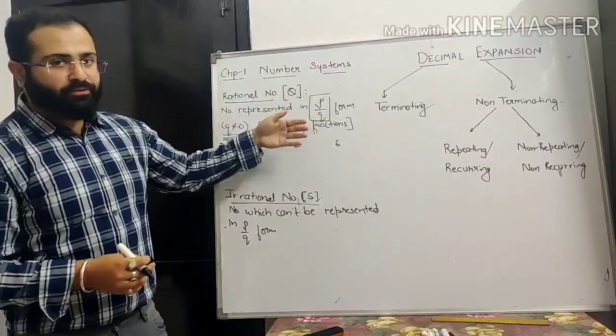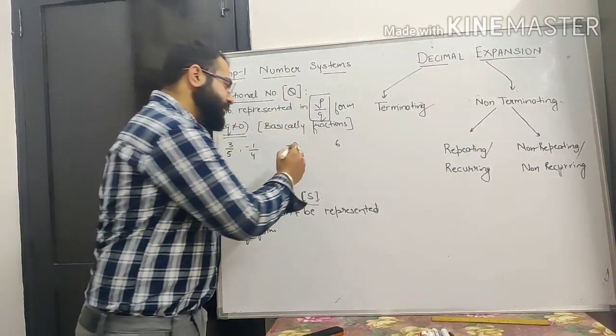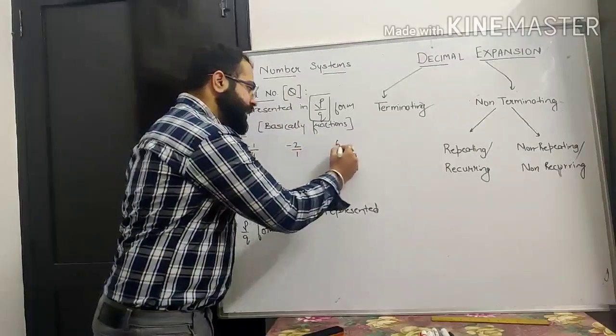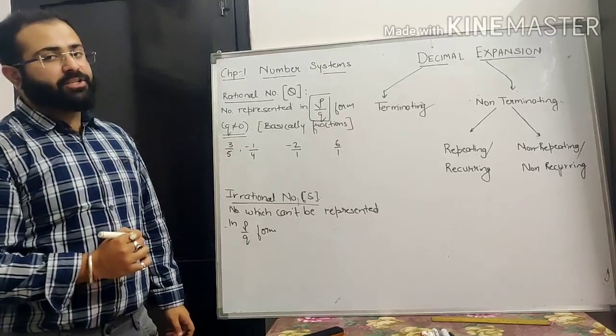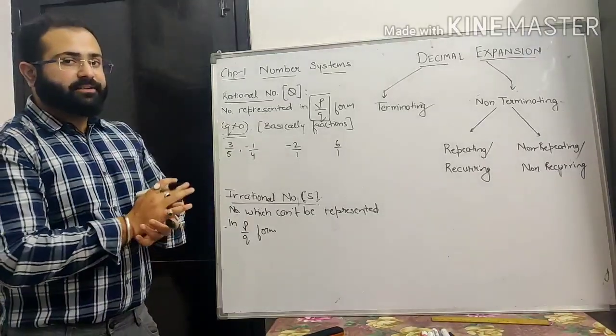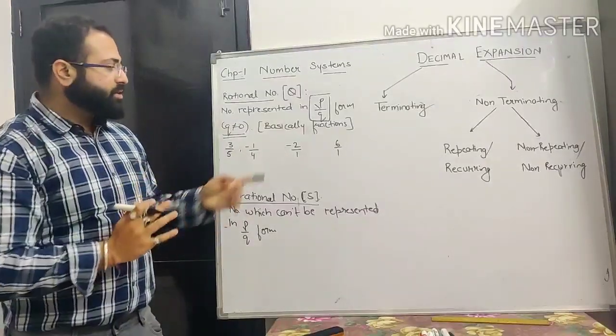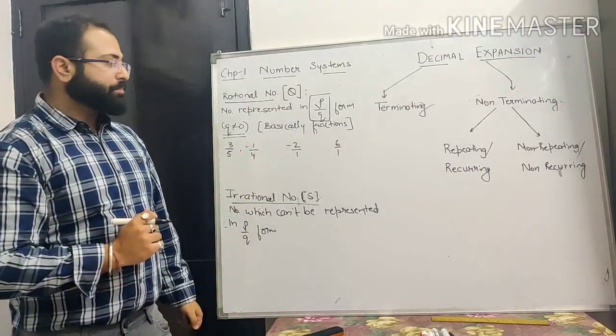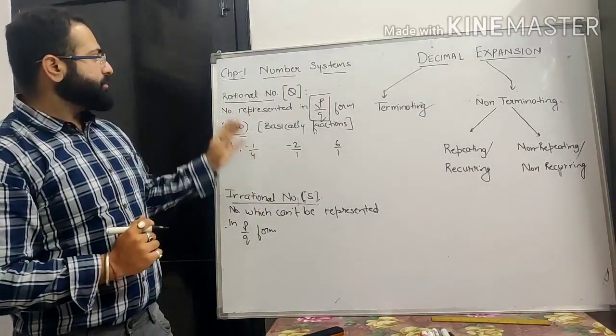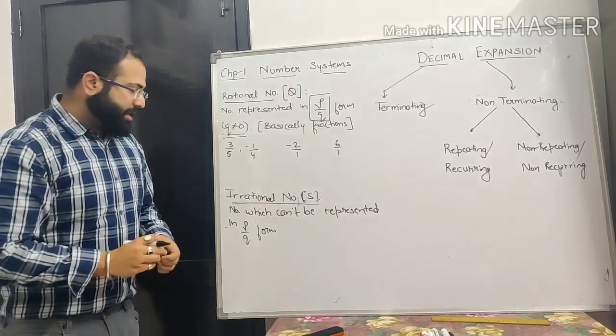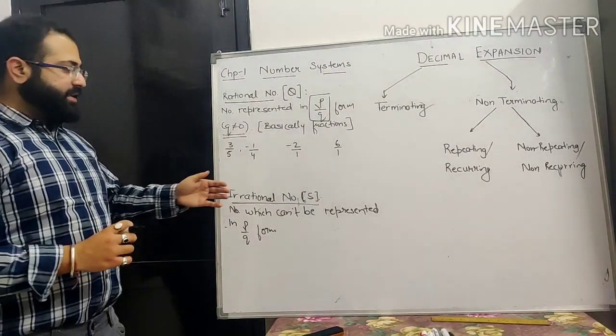They are not in P by Q form, but every integral value can be represented in P by Q form as each integer value is divisible by 1. So these numbers can be represented in P by Q form. So these are the examples for the rational numbers. Now we have another point, that is irrational numbers.